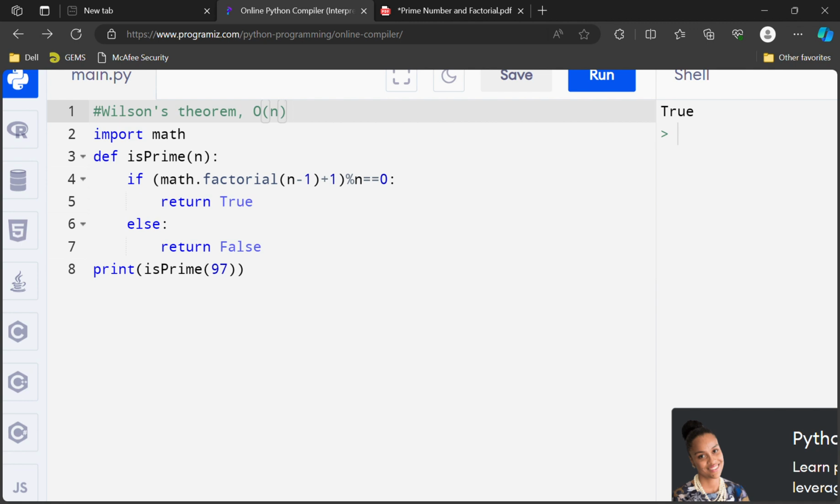Of course, this is not the efficient method when compared to our square root approach. Even then, this is a very interesting relationship between prime number and factorial. Okay, I hope you understood the logic presented here.